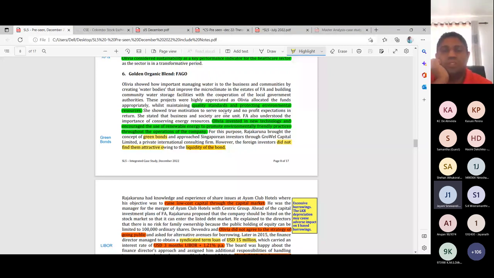She also understood the importance of conserving energy resources, only investing in new technology and encouraging the use of renewable energy. Renewable energy. So preserving the environment, no? To promote environmentally friendly practices throughout the operation of the company. For this purpose, Rajakarna brought the concept of green bonds and approached a Singapore investor through Growell Capital Limited, a private international consulting firm. However, the foreign investor did not find them attractive due to the liquidity of the bonds. Green bond is one of the suggestions made, but it didn't work. But even now, the Sri Lanka government is also trying to issue some green bonds, no? Right? So what are green bonds?